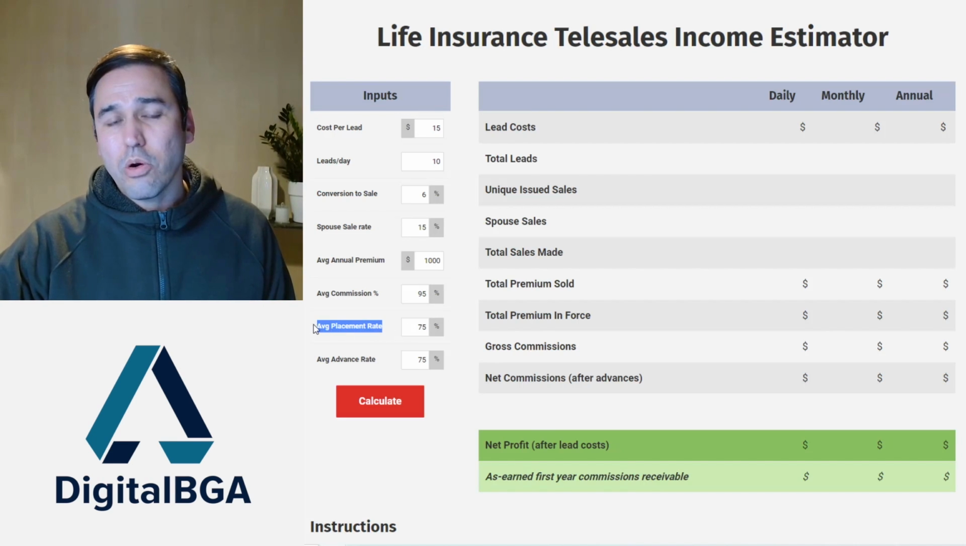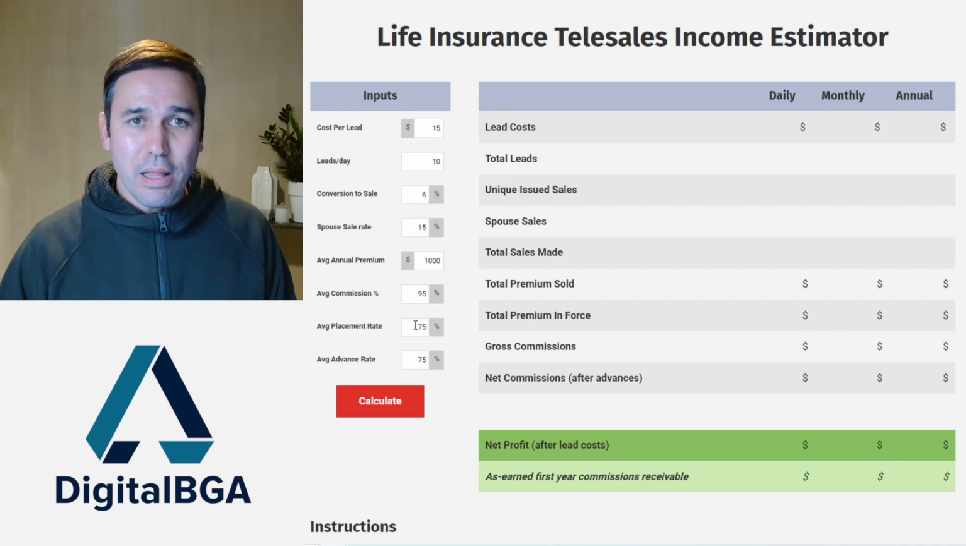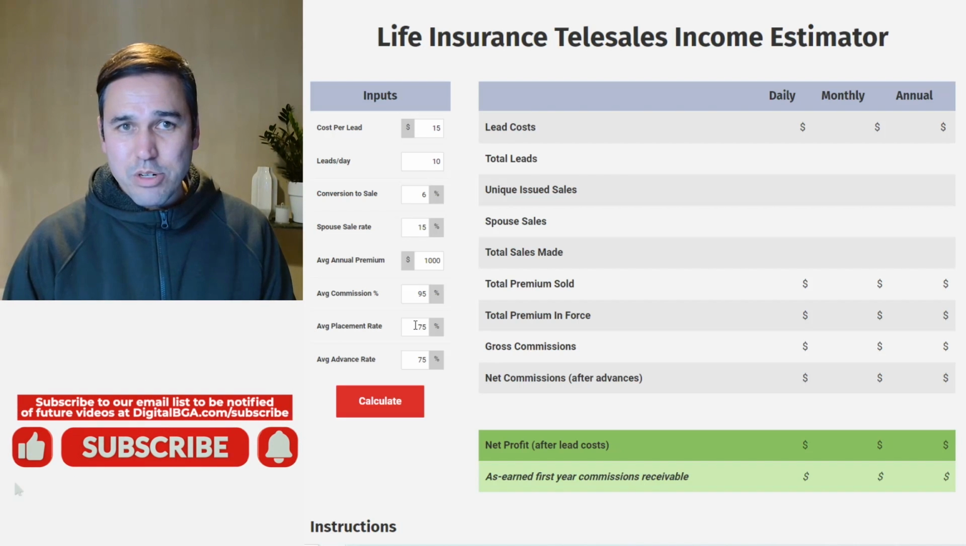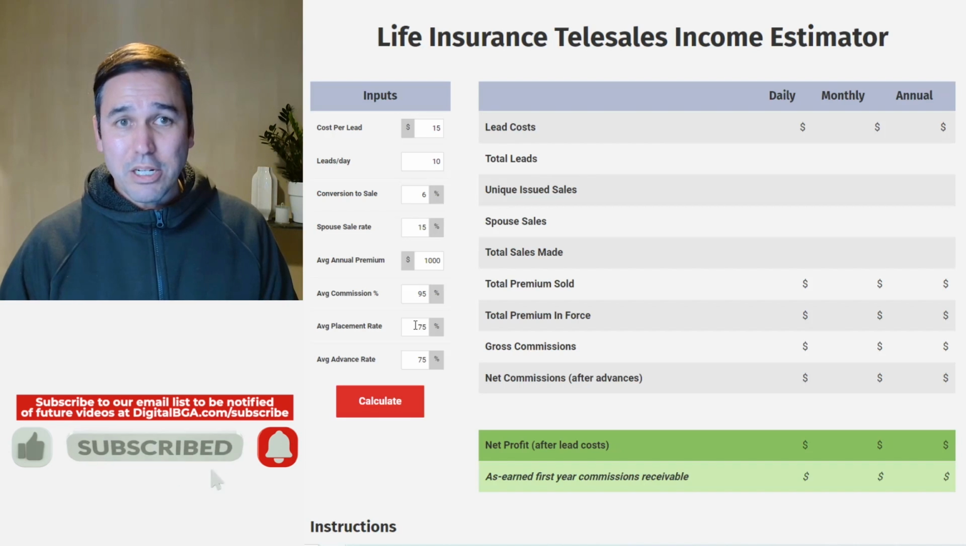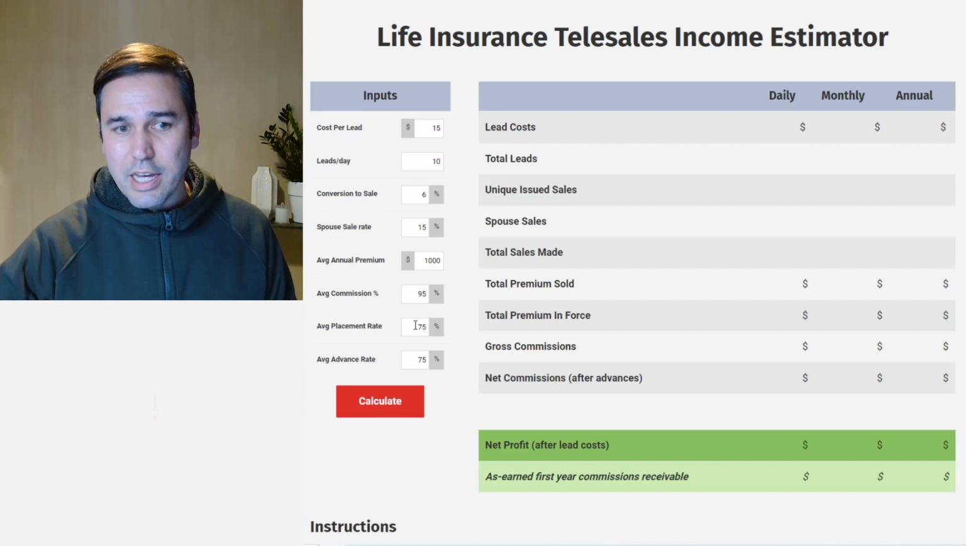You can go into your core carrier and pull this from your core carrier. Find your placement rate. Enter that information in here. Guys, don't embellish. This is to help you, all right? If you're below 75%, maybe you're much lower than that, that's okay. At least you're going to see how these numbers affect your income, right?